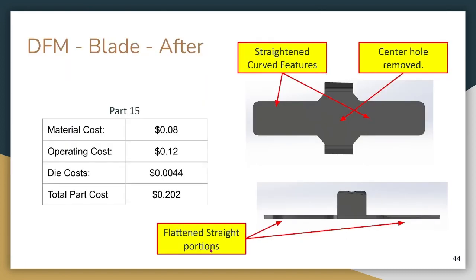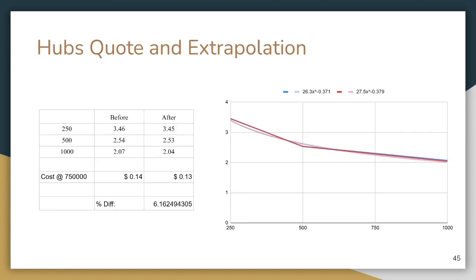To decrease manufacturing costs, we flattened the longer blades to reduce the bending die cost, removed the hole to eliminate the piercing die, and made the longer portion of the blades more straight to increase the nestability of the part, lowering material cost. This reduced the overall cost to $0.202 per part.